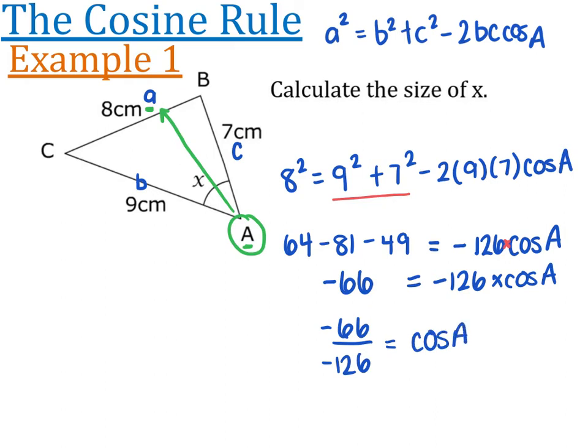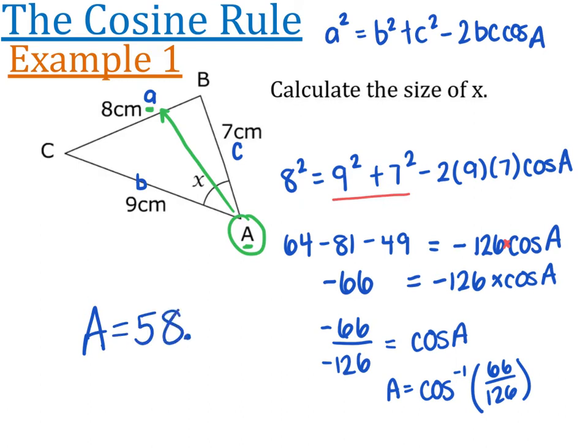And then obviously the negatives cancel each other out, so if we want to find angle A, we're just looking for the cosine inverse of 66 over 126. And you pop that into your calculator, cosine inverse 66 divided by 126, and this time I get angle A is equal to 58.4 degrees.